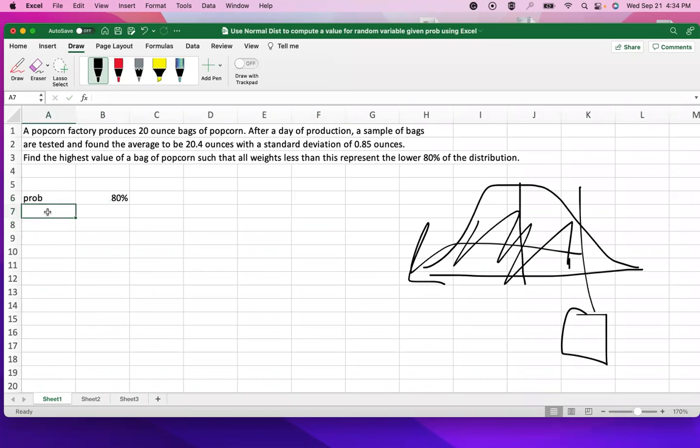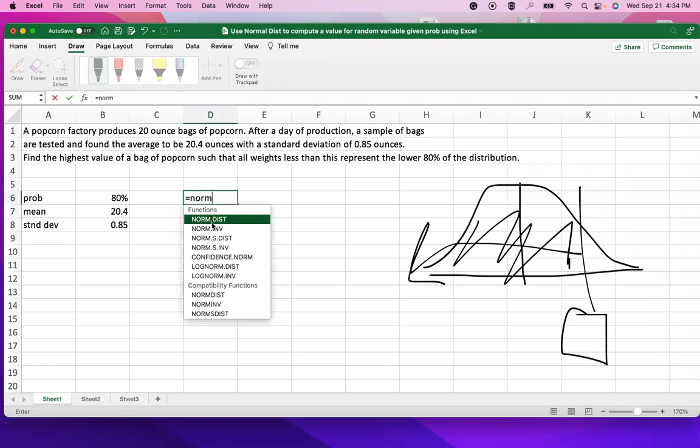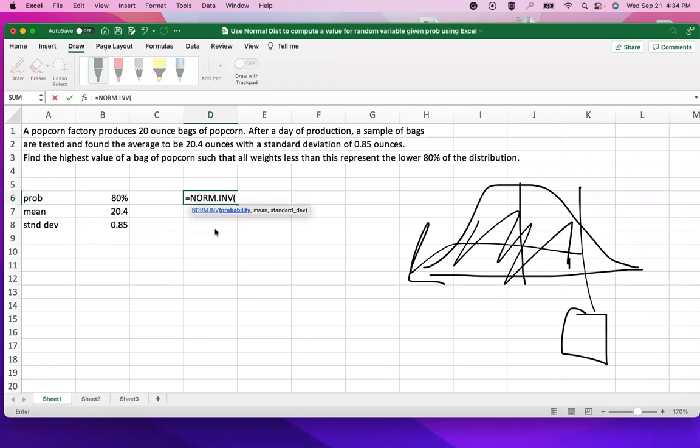So I know that my probability is 80%. Okay, great. What else do we know? Well, the mean is 20.4. The standard deviation is 0.85. This is all important information because now we say, okay, we want to find that value. Well, we can do that by finding the norm inverse, right? Because when you've used the normal distribution, you're usually trying to find probability, but we already have the probability. So we're working backwards. And if you think about the opposite functions, they're called inverses. So that's why I'm going to do the inverse. We're going to do the opposite thing.